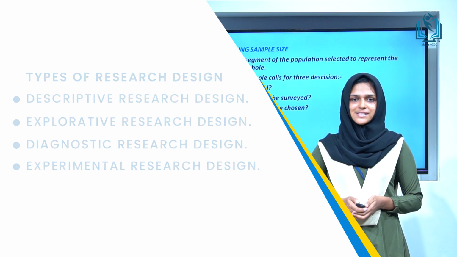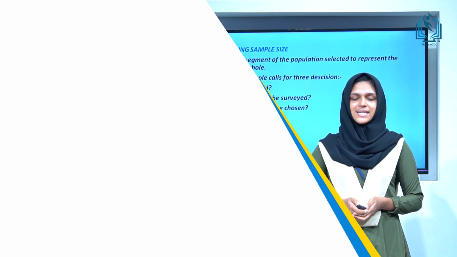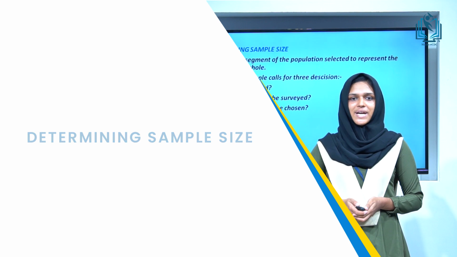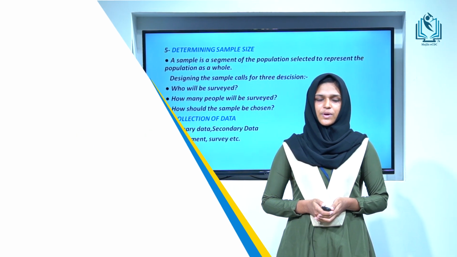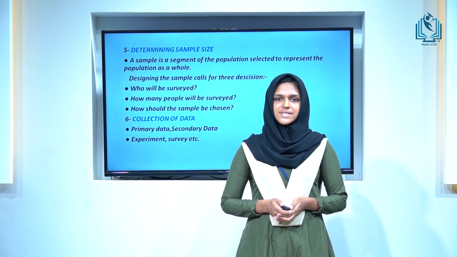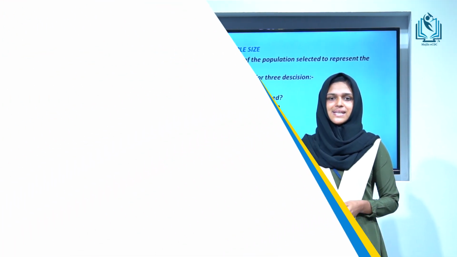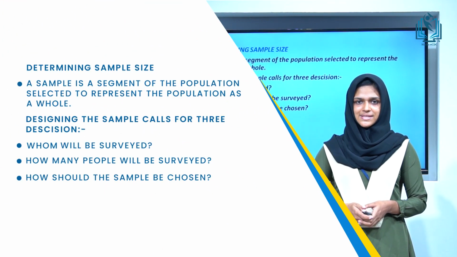After preparing the research design, the fifth step of a research is the determination of the sample size. All the items under consideration of the research constitute the population or the universe of the research. Practically, it is not possible to include all the items in the research because of several reasons. So, the researcher selects a small portion of it. It is called the sample. A sample is the segment of the population selected to represent the population as a whole.